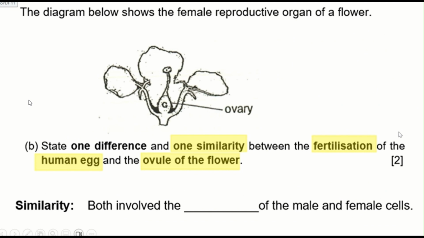One similarity that we can state is that both the fertilization of the human egg and the ovule of the flower involve the fusion, the joining, of the male and female reproductive cells. So for the human side, we have the egg joining with the sperm, and for the flower side, we have the ovule joining with the male reproductive cells from the pollen grain.